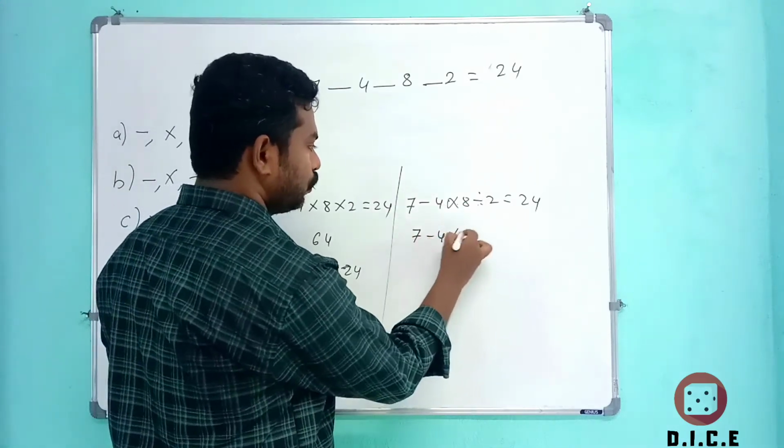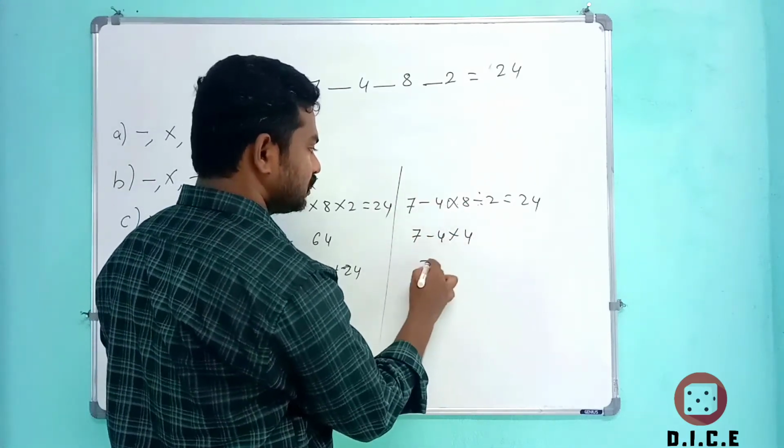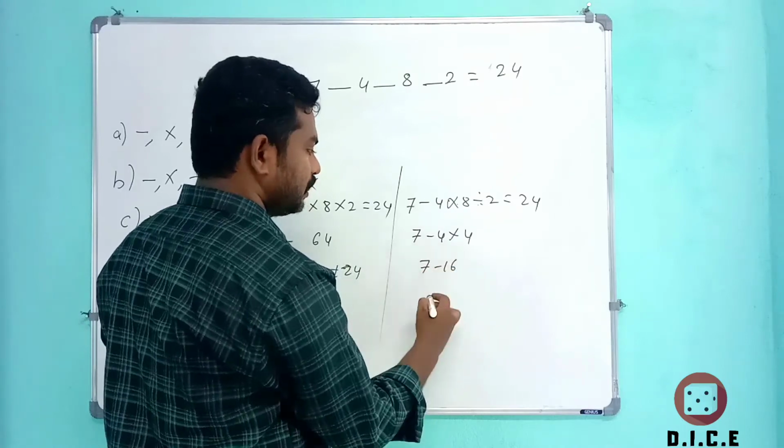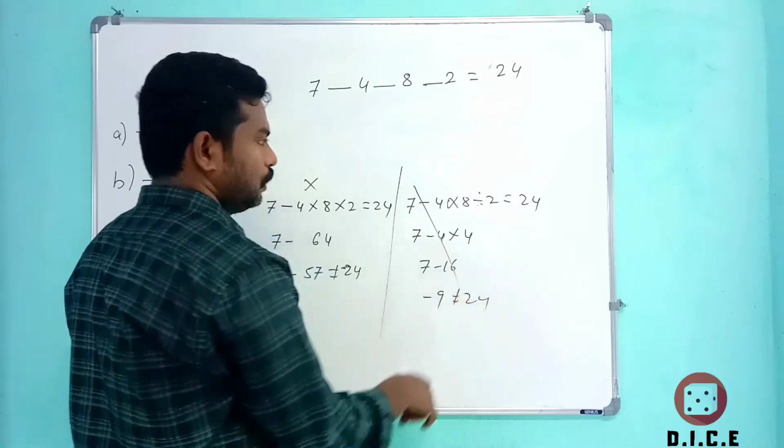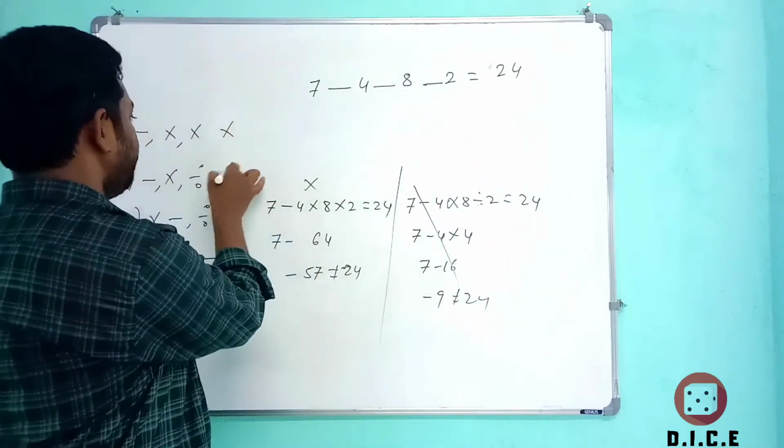So 8 by 2 is nothing but 4. 7 minus 4 into 4, that is nothing but multiplication. 7 minus 16. 7 minus 16 will be minus 9. There is no chance of minus 9 being equal to 24. So option A and option B are wrong.